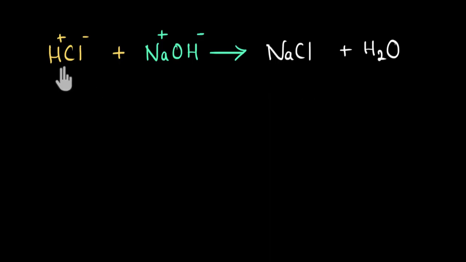So we can see that when an acid and a base react, they cancel out each other's effect and form neutral compounds, a salt and water. Okay, now just to be sure, let's look at one more example.